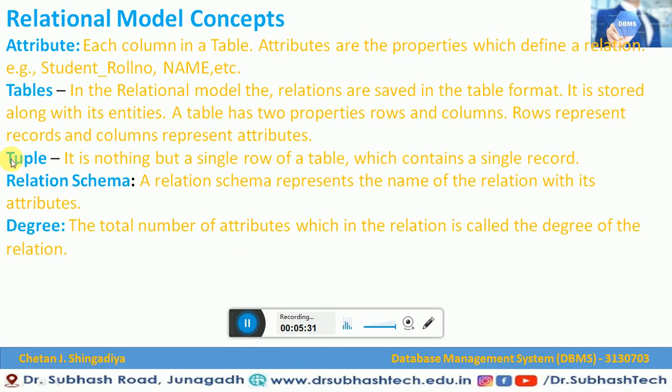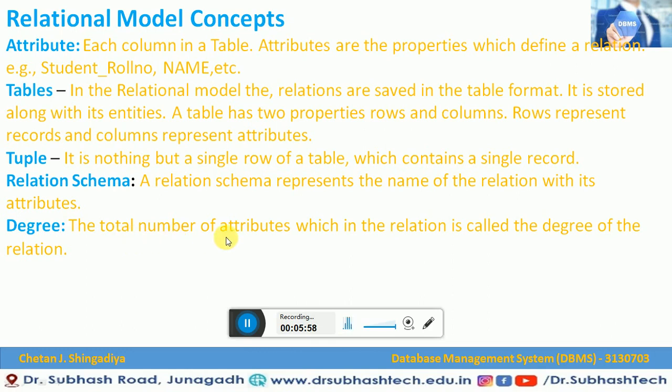The next one is the relational schema. A relational schema represents the name of the relation with its attributes. What is a relational schema? Let me explain once again. A relational schema is nothing but the name of a relation with its attributes, or we can say it represents the name of a table with its attributes. The next definition you would like to see is degree.